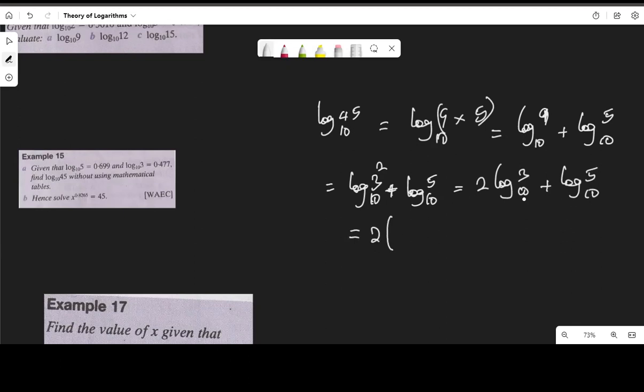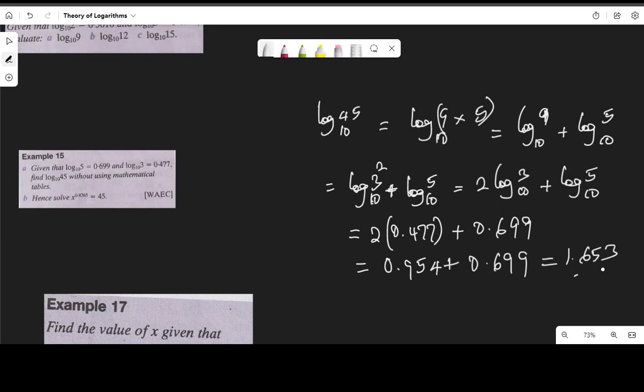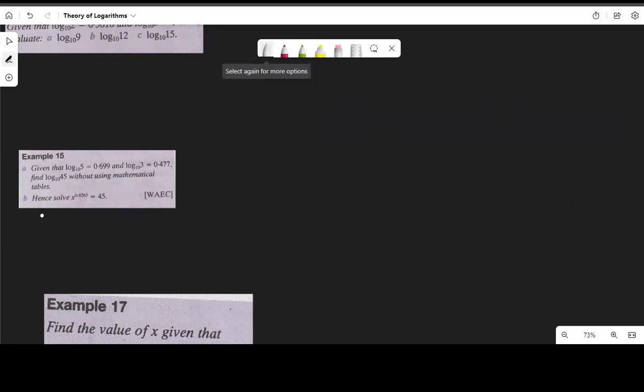And that gives me 2 multiplied by log 3 to base 10, which is 0.477 according to the value they gave to us there, then plus log 5 to base 10, which is 0.699. 0.477 times 2 is 0.954, plus 0.699, and it was 1.653. 1.653 is the answer there.